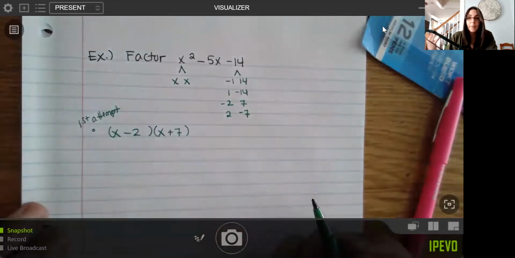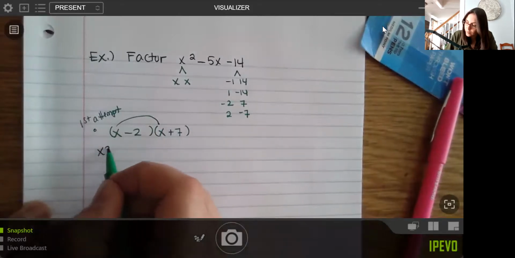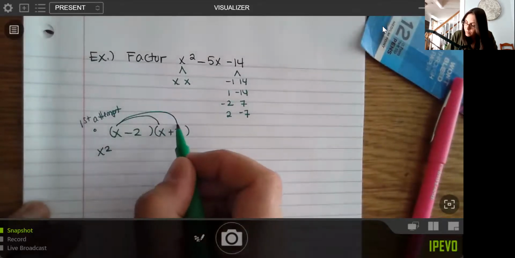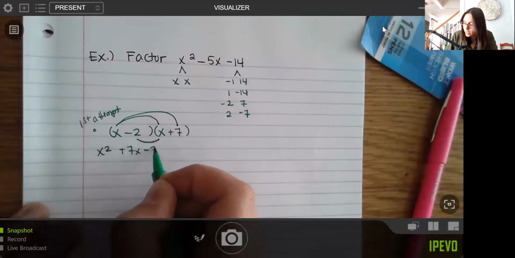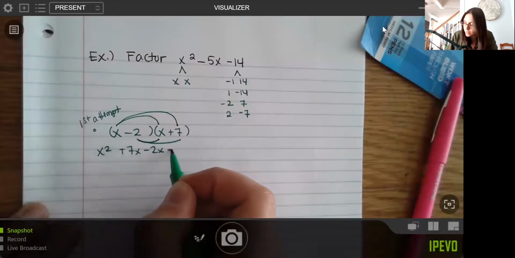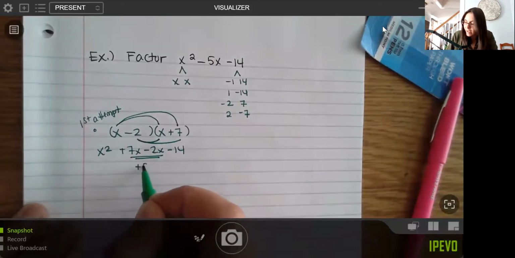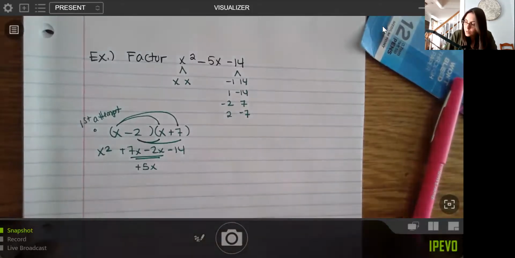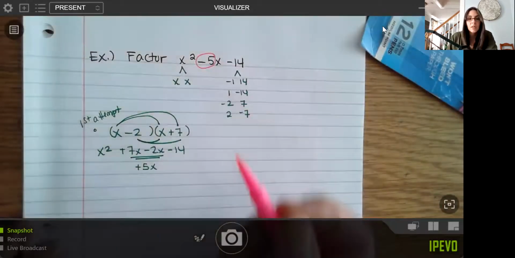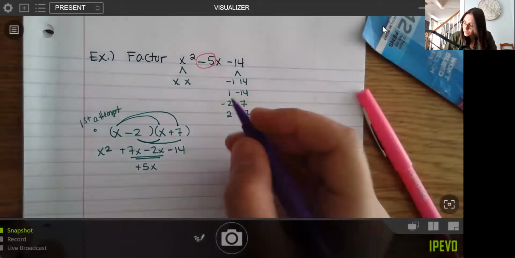And then to check it, I'm going to multiply it out. And really what you need is those inner and outer terms. So here, the 7x. On the inside, it becomes -2x when I multiply, and then here's -14. So if I look at this combination, I get a +5x. Not quite there. We're so close. It's a -5, right? So this one didn't work.